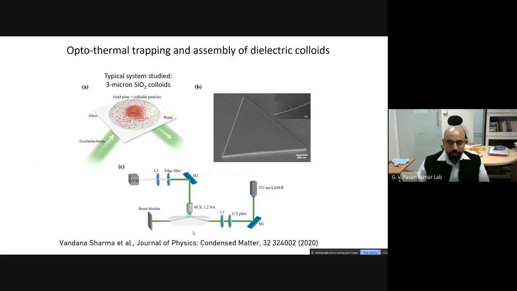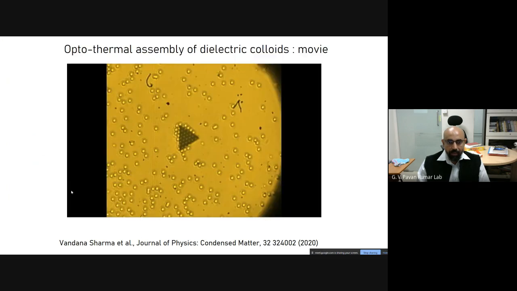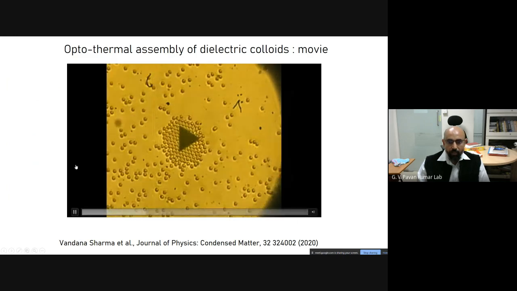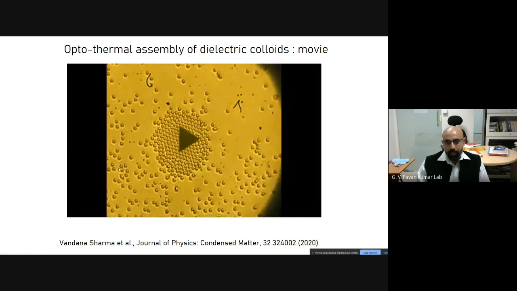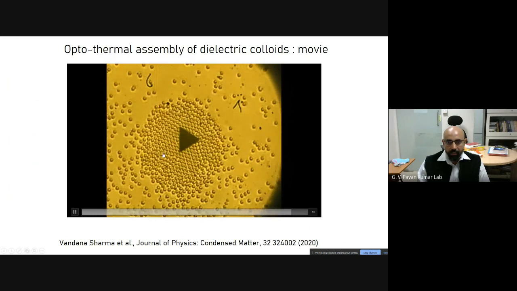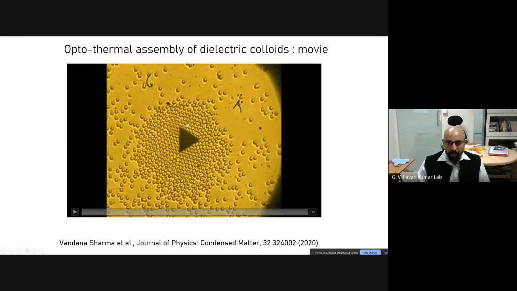So shown here is the optical illumination schematic of such kind of an experiment. Let's see the consequence. Because of such kind of illumination, you end up getting some very interesting accumulation of colloids. In fact, in such a situation, because of the optothermal potential created by such kind of triangular structure, you end up assembling colloids in a two-dimensional assembly. They exhibit fascinating crystal kind of hexagonal symmetry, and you can study two-dimensional assembly in such kind of structures.